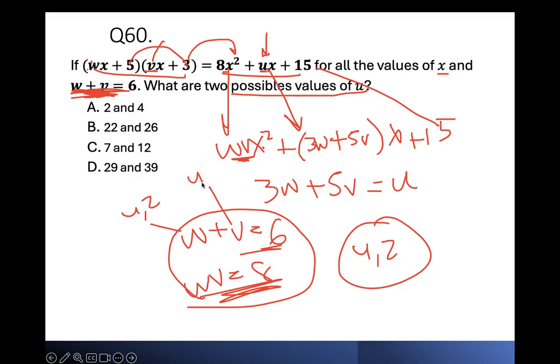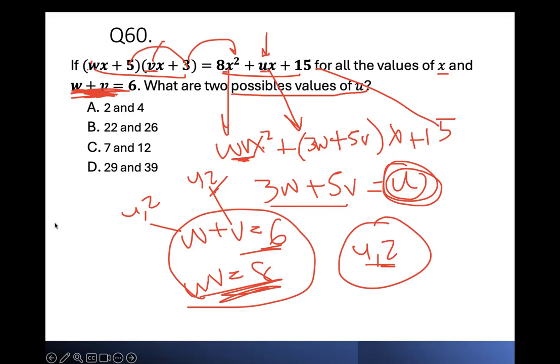V can be 4 and 2 also. So you got to do the pairing. Which one is going to give you the answer? The answer choice is not 4 and 2. They ask you for what? The two possible values, for all of them to be equal to that. And this is U. They're asking you for U. Therefore, put value when W is 2 and when V is 4.